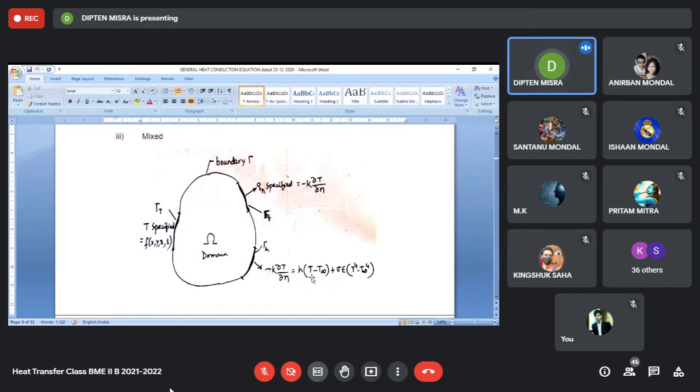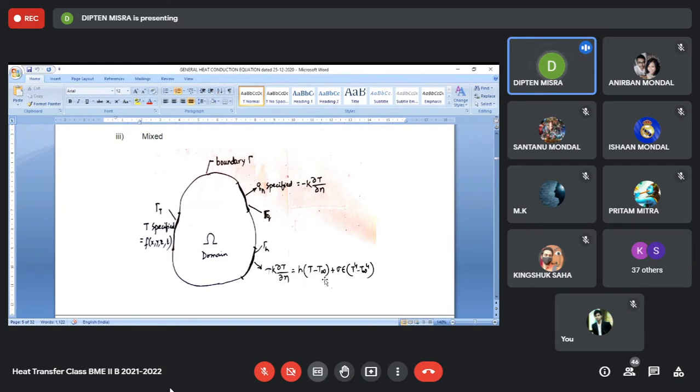Now, the first term that we have shown indicates the convective heat flux given by h into delta T, where T is the temperature on the surface, and T ambient, or T infinity, is the temperature of the fluid medium that is far away from the body. The temperature of the fluid very close to the body may be substantially high, but if you move sufficiently away, then we'll see that the temperature is no more changing. That is called the free stream temperature. This T infinity indicates the free stream temperature, and this T indicates the surface temperature, which we do not know.